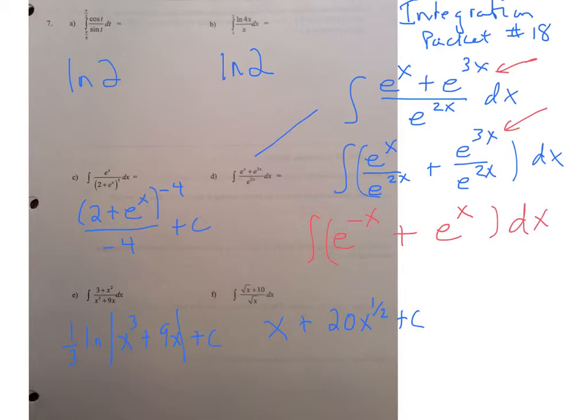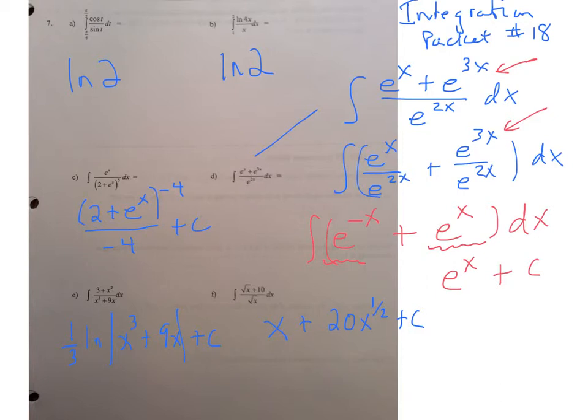Now the second term is the integral of e to the x. Hopefully that one's an easy one for you. That is just e to the x. We're always going to need a plus c, but we still need to figure out what the integral of e to the negative x is.